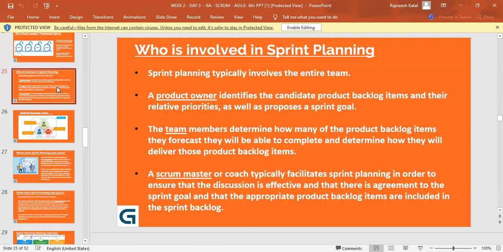So he proposes this, but in reality, on the actual front line, the development team has to work, and they have to give their inputs, yes or no. So what the team determines is how many product backlog items they forecast they will be able to complete. See, for the product owner, it can be an easy task of proposing, but the real thing has to be done by the team, right? So they'll forecast that, okay, I can do this or I can't do that, or as a team, can we achieve this in 4 weeks?